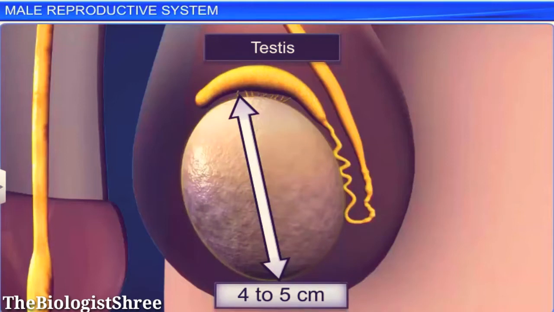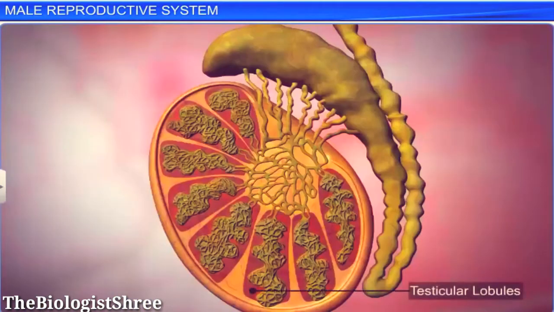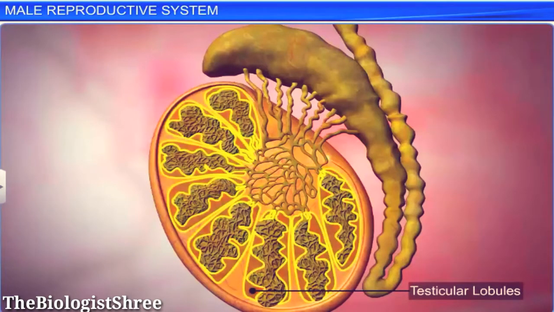The testes are surrounded by a tough connective tissue capsule called the tunica albuginea. Each testis has 250 compartments called testicular lobules. Each lobule, in turn, contains 1 to 3 highly coiled seminiferous tubules.